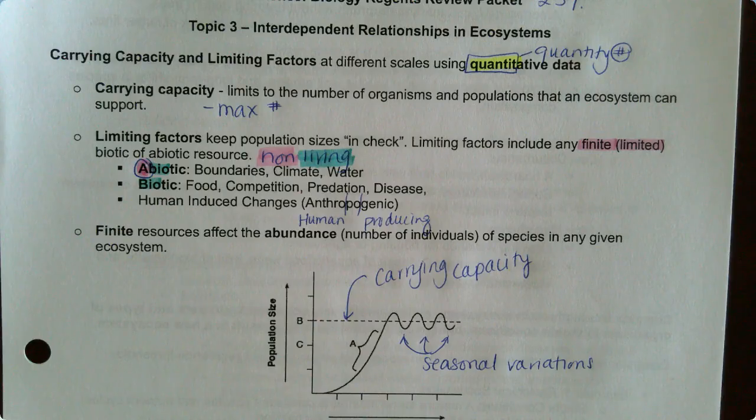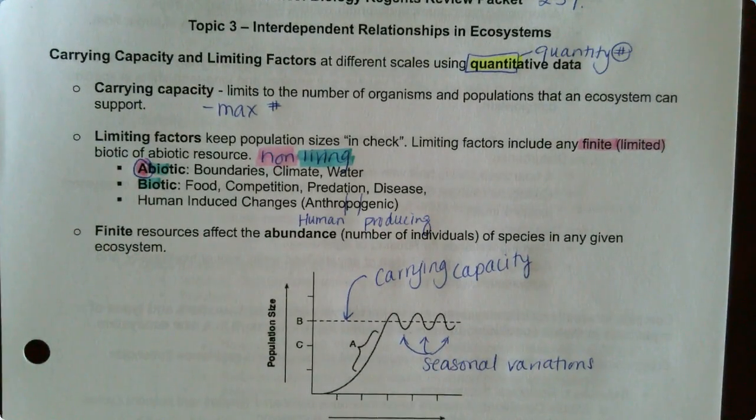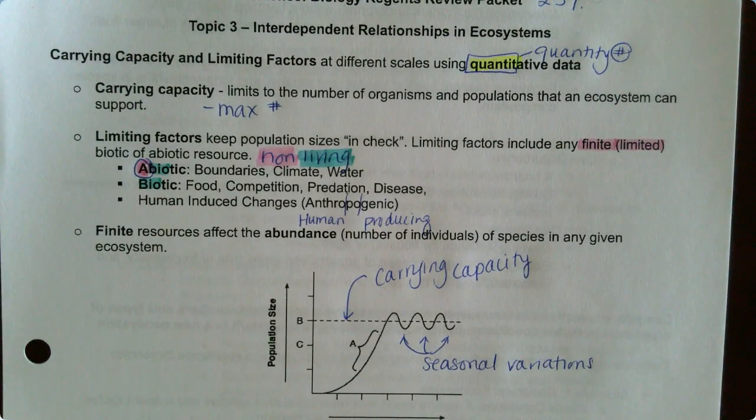We have competition, different organisms competing over the same resources. So you both need water. You're fighting over the water. You both need space. You're both fighting over the space. So the competition that you have with other organisms is going to be considered biotic. Predation is talking about the things that are eating you. Things eating you keep your population as a species from exploding.